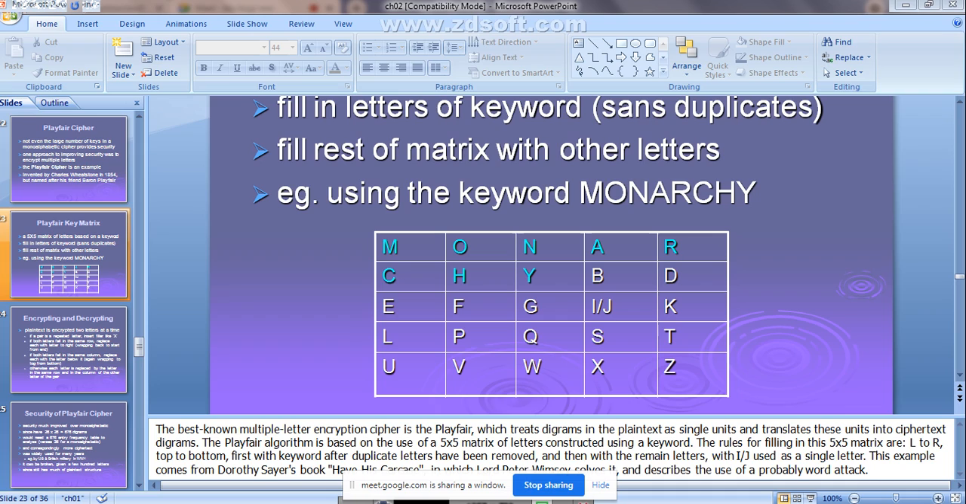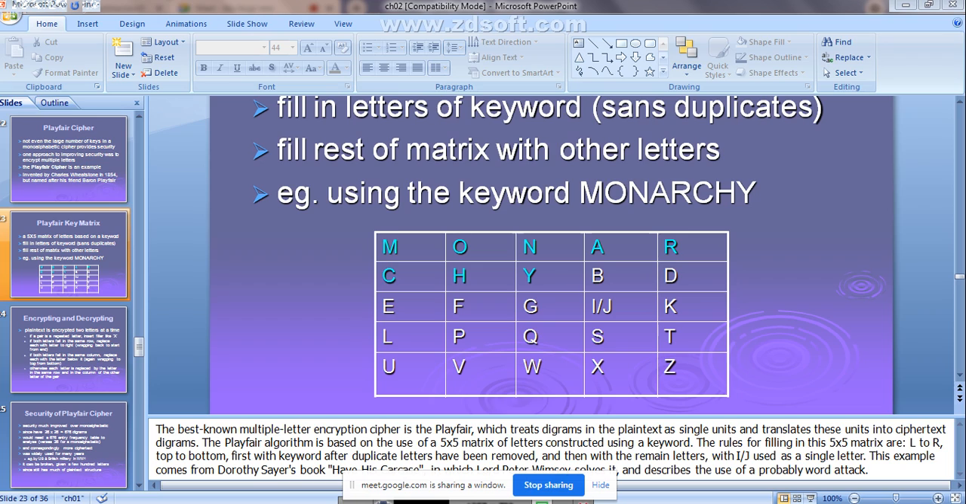Yes. Now I will ask one more. How much you understood? Now, for example, I will tell you QK is a plain text. Convert it to the ciphertext. QK. This is the pair which is present in the plain text. Encrypt it.